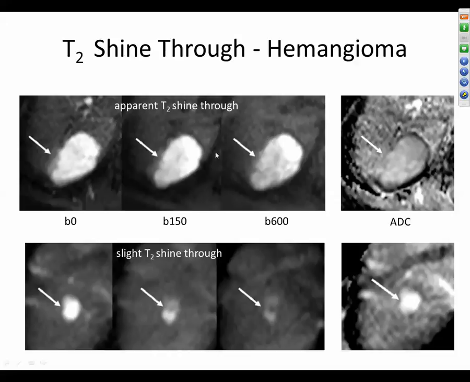In hemangioma, here are two cases. So different hemangioma have different shine-through. Some are very apparent, and some might be slight.